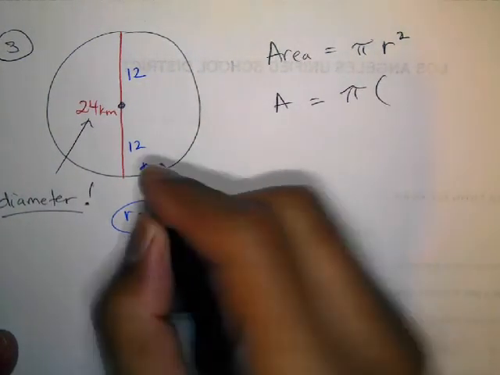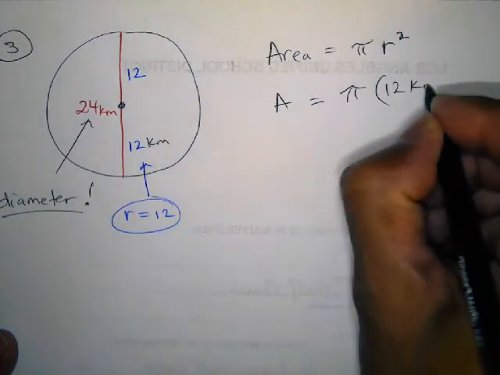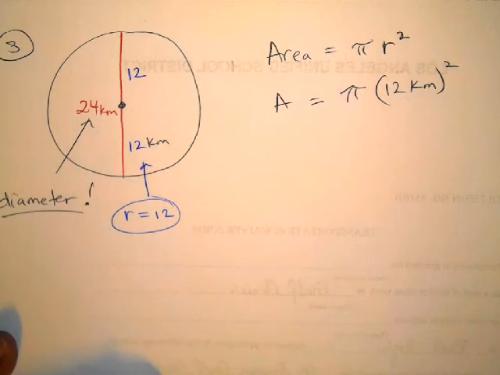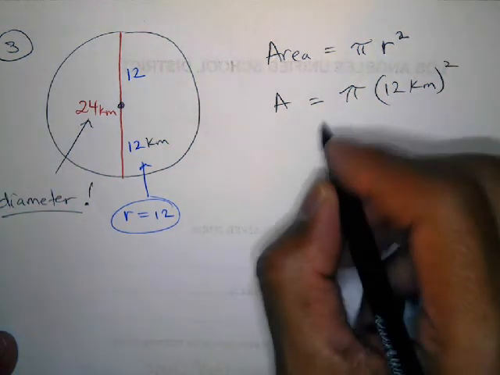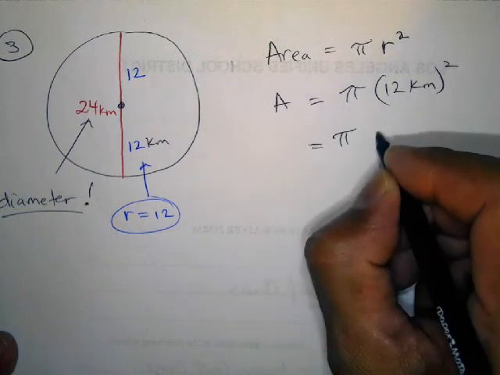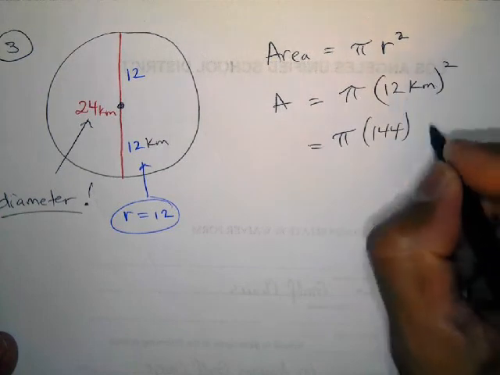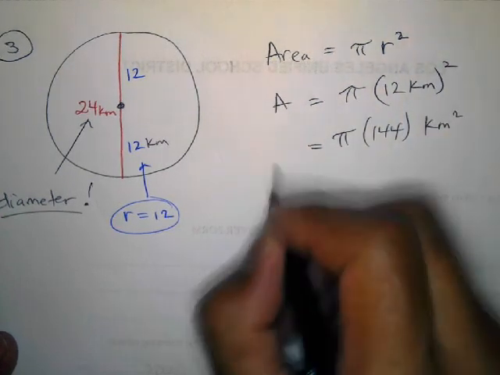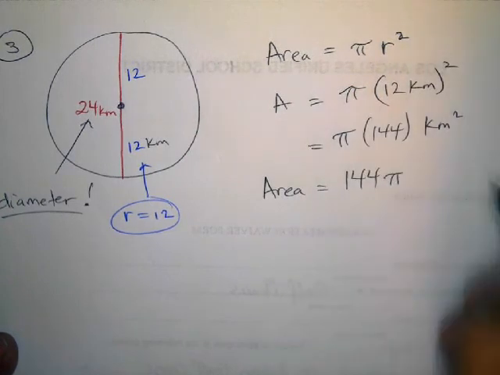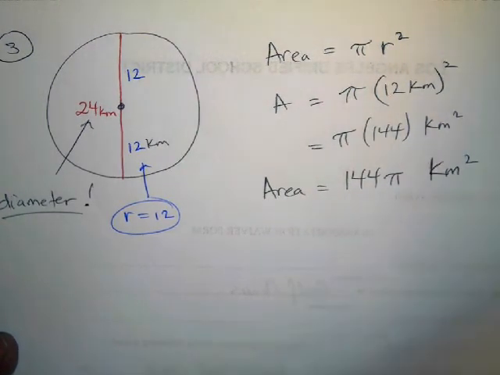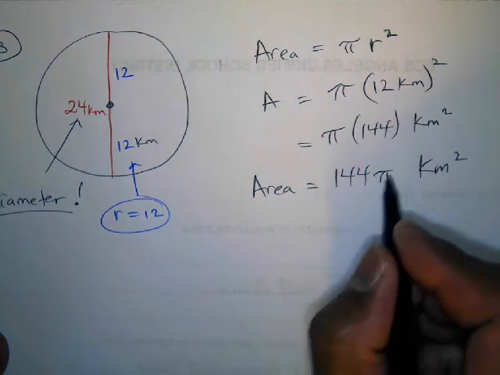Make sure you're using the radius in the formula. Other than that, you got area is equal to pi times what? Oh, this will be 12 kilometers. 12 kilometers, but I got to square it. Oh, I know what 12 times 12 is, and I know how to square that. So that's going to be pi times 144, because that's 12 times 12. And then the kilometers is kilometers squared. So really you're looking at area is equal to 144 pi kilometers squared.